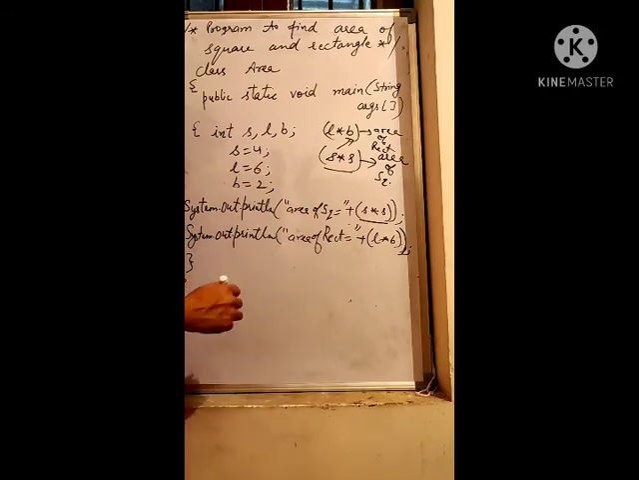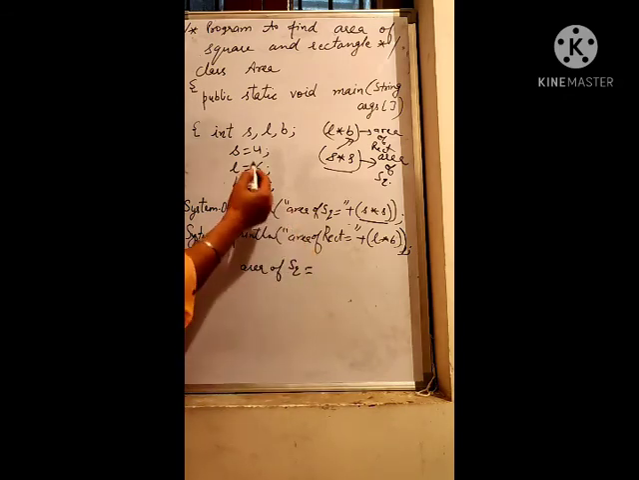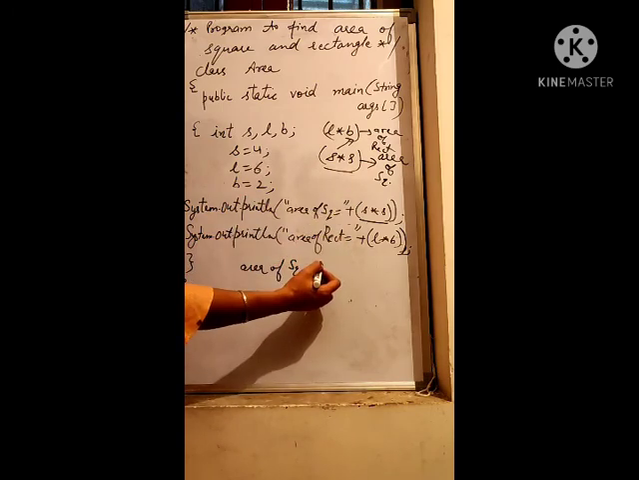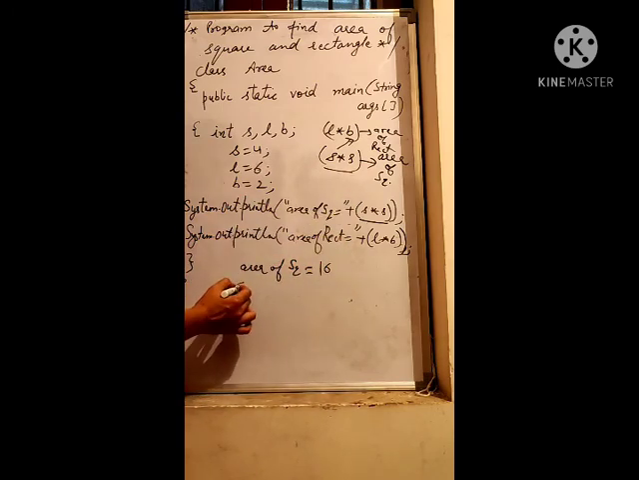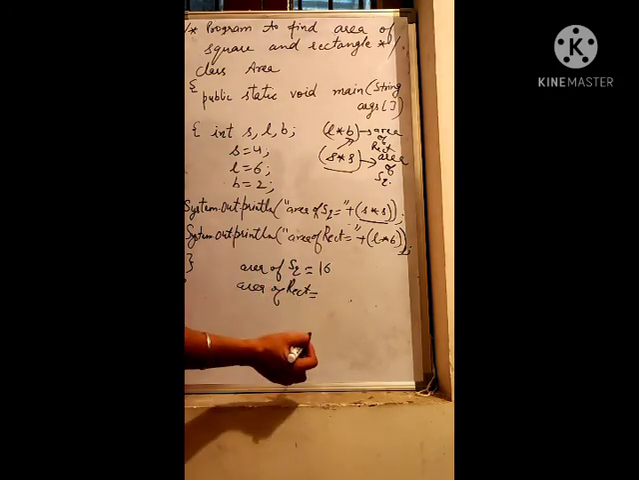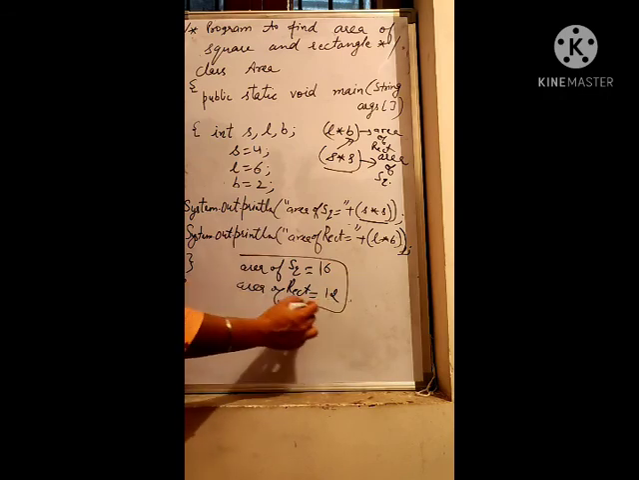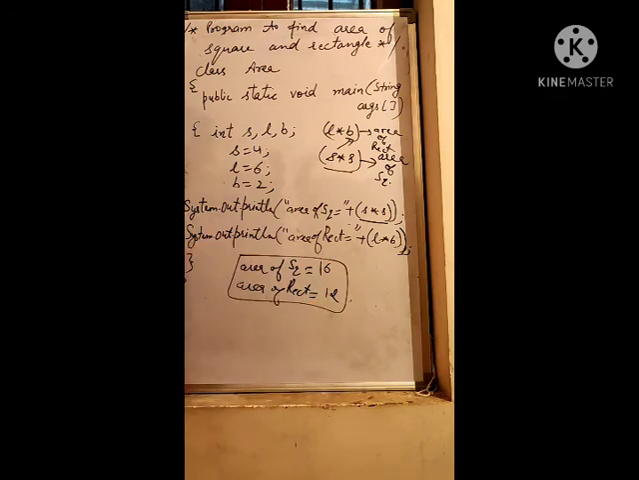Yes. So after this program, what is the output? Output is area of square is equal to 4 into 4, 16, and area of rect is equal to 6 into 2, 12. This is our output after the execution of this program.